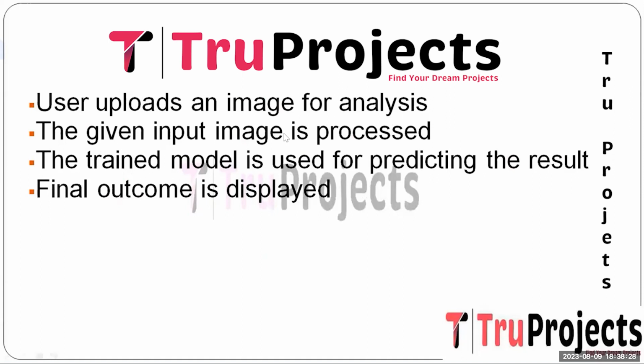And the next one is, the given input image is processed. The input image undergoes pre-processing similar to the training images to ensure compatibility with the model input requirements. And the next step is, the trained model is used for predicting the result. The trained model processes the input image to predict the ocular disease based on its learned features and patterns.